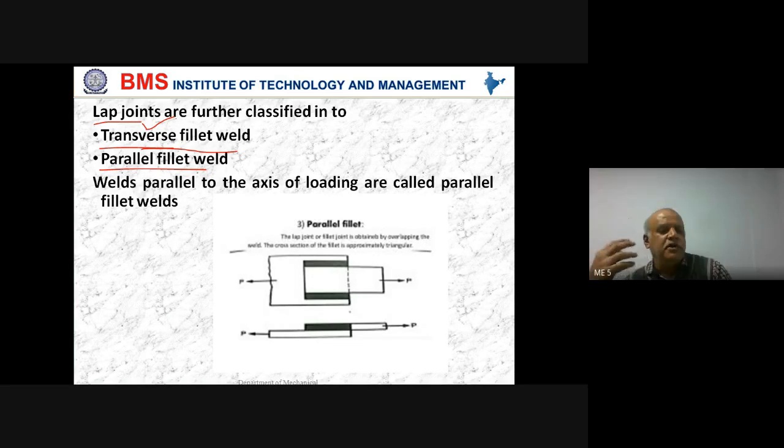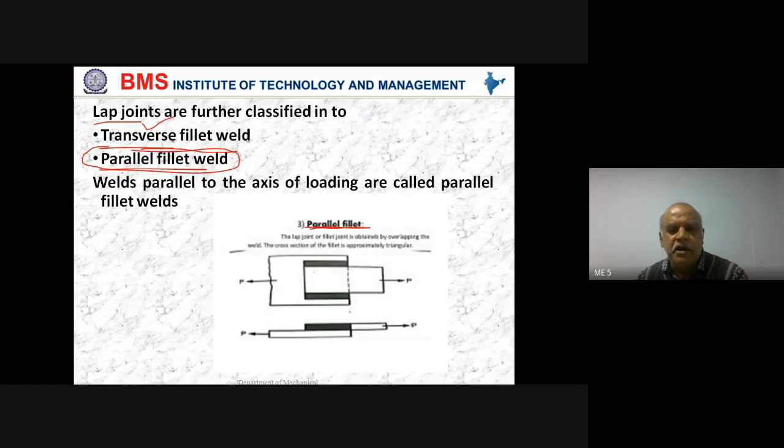Perpendicular to the axis of loading is called transverse, right? So we have transverse fillet weld and we have parallel fillet weld, which is parallel to the axis of loading. This is what is seen here. This is parallel fillet weld, right?